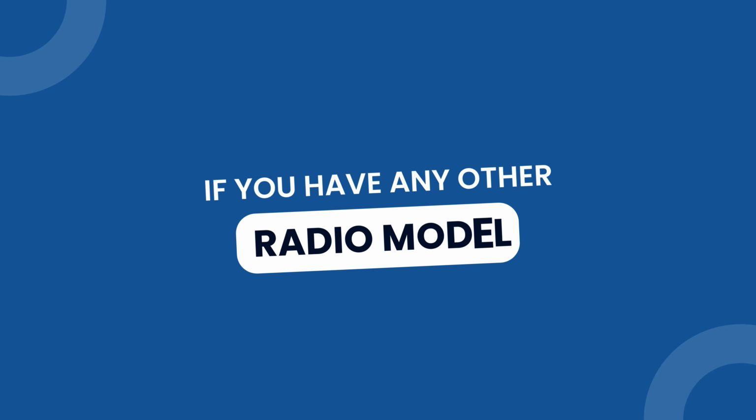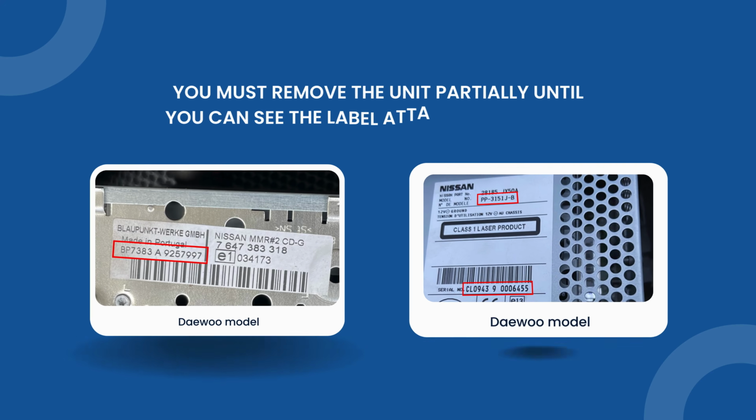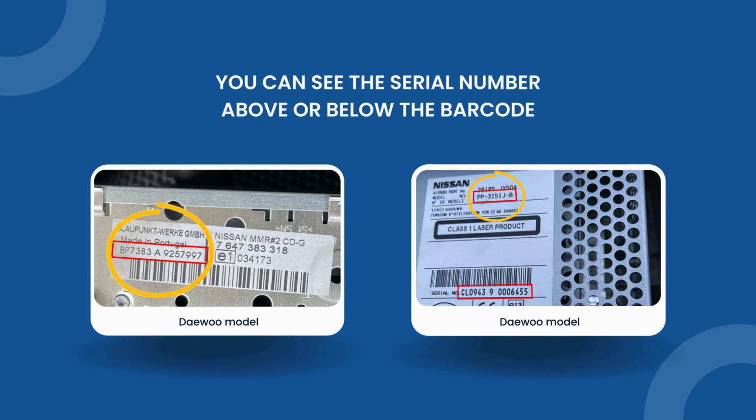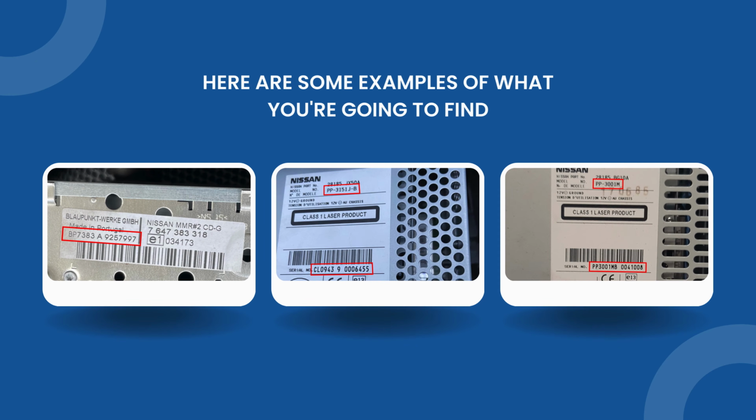If you have any other radio model, you must remove the unit partially until you can see the label attached to the side. You can see the serial number above or below the barcode. Here are some examples of what you're going to find.